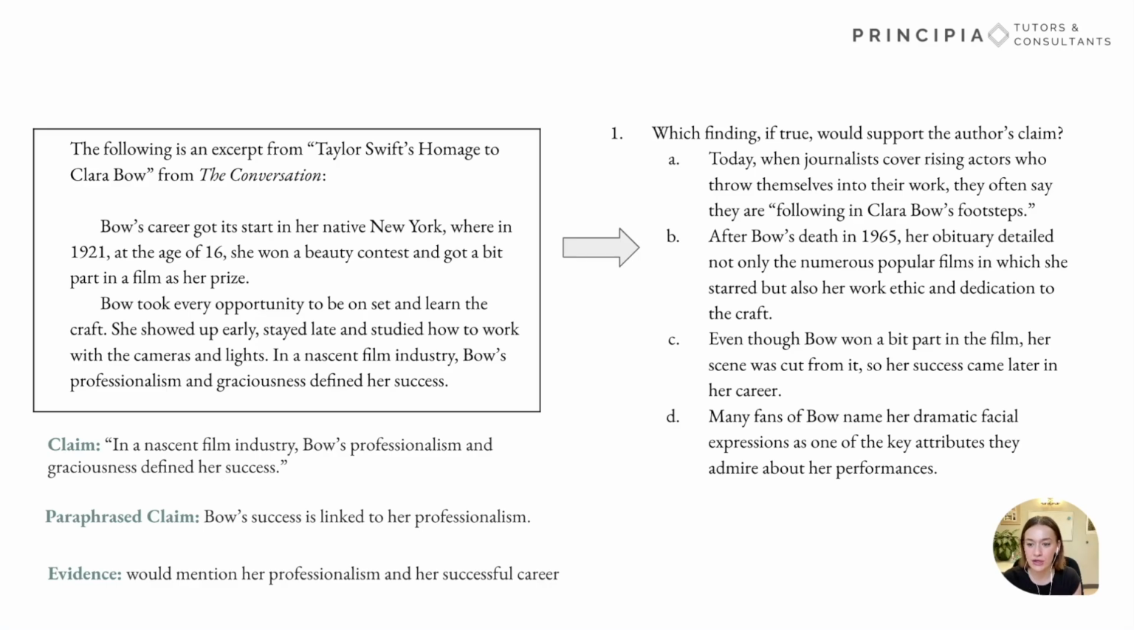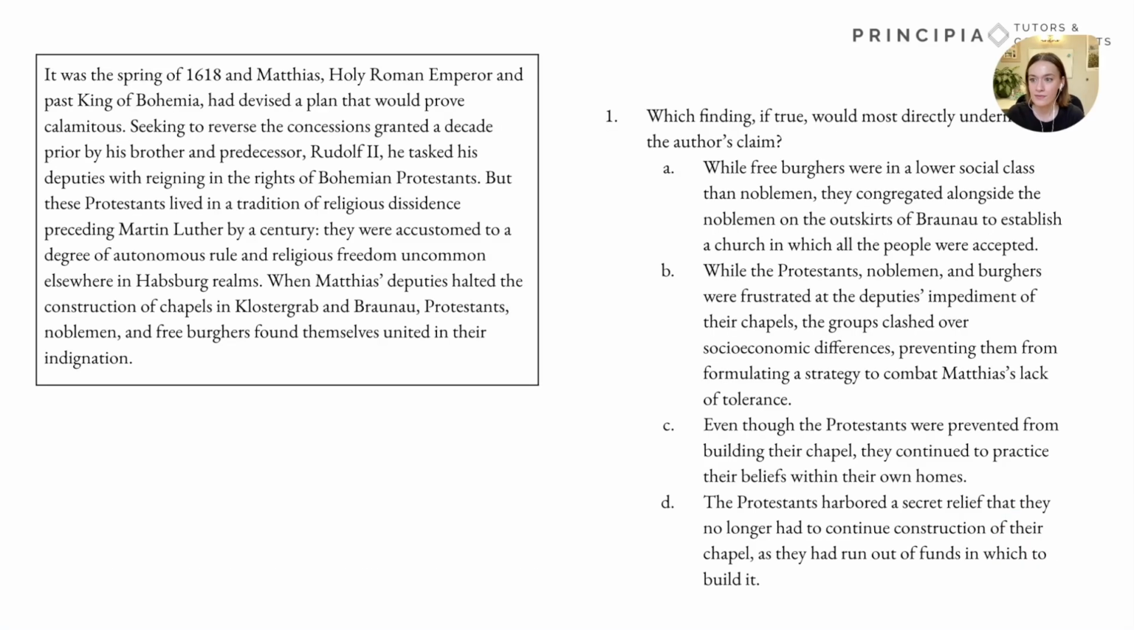Let's see how this would look for an undermine question. So let's read through the passage. It was the spring of 1618, and Matthias, Holy Roman Emperor and past King of Bohemia, had devised a plan that would prove calamitous. Seeking to reverse the concessions granted a decade prior by his brother and predecessor Rudolf II, he tasked his deputies with reining in the rights of Bohemian Protestants. But these Protestants lived in a tradition of religious dissidence, preceding Martin Luther by a century. They were accustomed to a degree of autonomous rule and religious freedom uncommon elsewhere in Habsburg realms. When Matthias's deputies halted the construction of chapels in Klostergrab and Braunau, Protestants, noblemen, and free burghers found themselves united in their indignation.